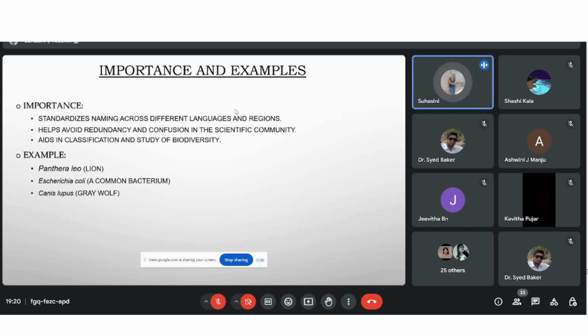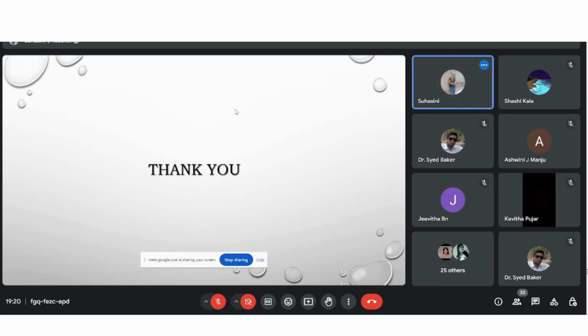Examples: Panthera leo, Escherichia coli, Canis lupus. Canis lupus is the grey wolf, and Panthera leo, as you know, is the lion, and Escherichia coli is a common bacteria. So, thank you. That's it.